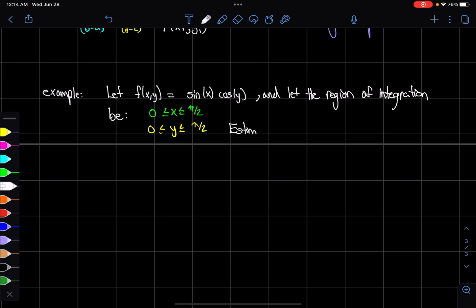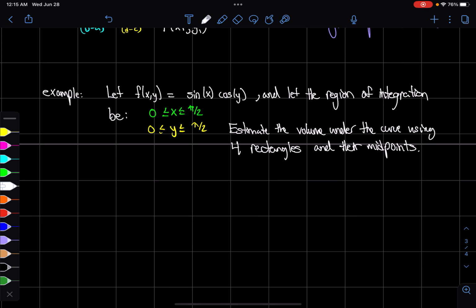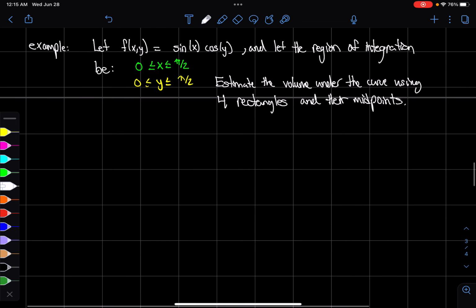Estimate the volume under the curve using 4 rectangles and their midpoints. Okay, so this is what one of these questions might look like.